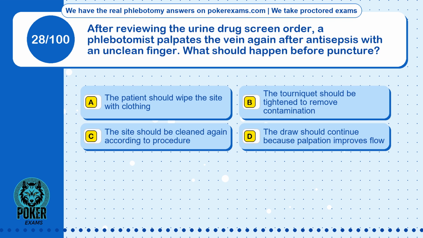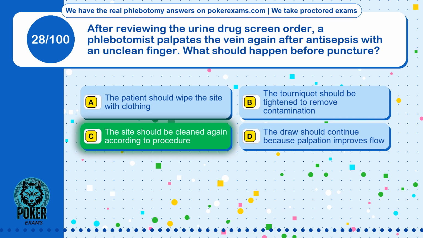Question 28. After reviewing the urine drug screen order, a phlebotomist palpates the vein again after antisepsis with an unclean finger. What should happen before puncture? Option A. The patient should wipe the site with clothing. Option B. The tourniquet should be tightened to remove contamination. Option C. The site should be cleaned again according to procedure. Option D. The draw should continue because palpation improves flow.